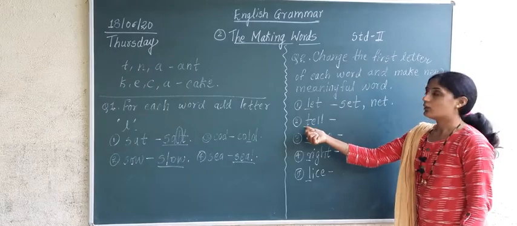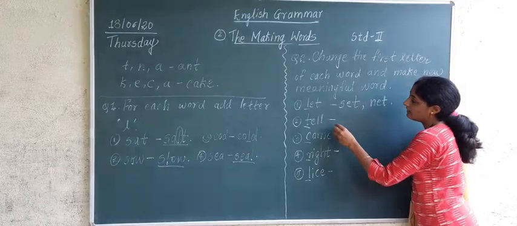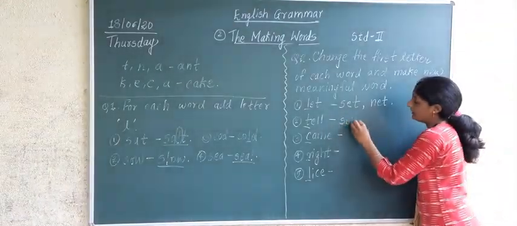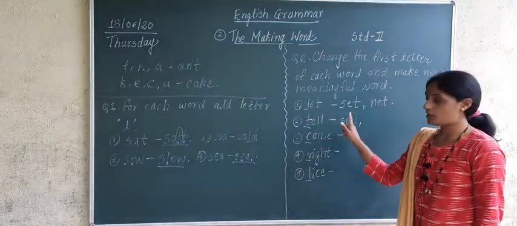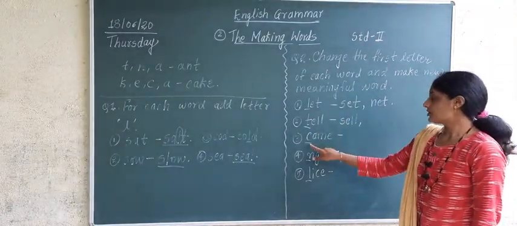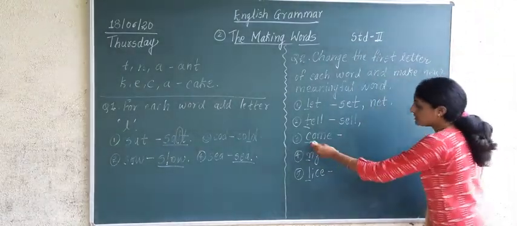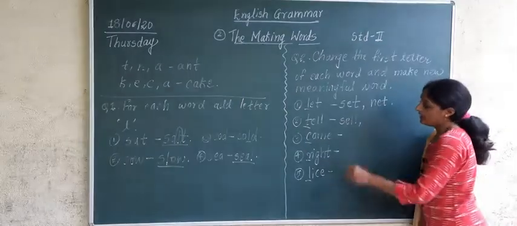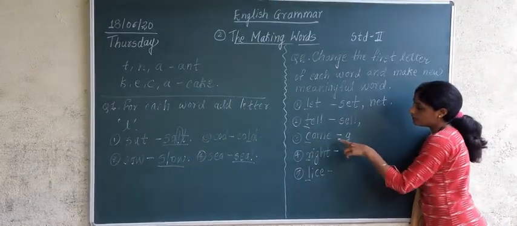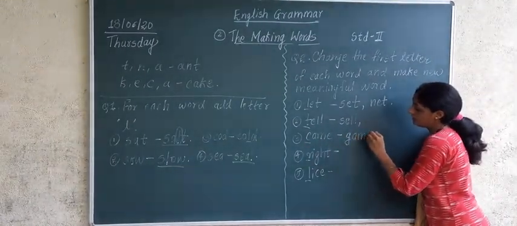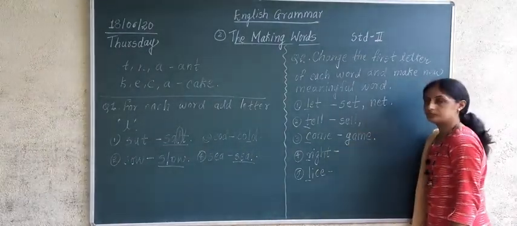Next one, now I want to change T in the second example. What is this word? Tail. If instead of T I write S, it will become sail. Tail will change to sail. The next example is CAME, C-A-M-E, came. Now I want to change C. Instead of C, if I write G, then it will change to which word? Came will change to game. Have you understood or not?